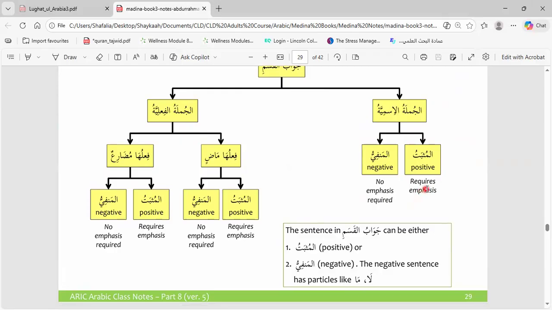You have al-muthbat, which is positive, and al-manfi, negative. فعلها ماضي or فعلها مضارع, that is in جملة فعلية. You have the positive that we've seen, مثبت, or المنفي. المثبت is positive and requires emphasis, and المنفي requires no emphasis. The sentence جواب القسم can be either positive or negative. In the negative, it takes particles like لا and ما, as we can see here, لا and ما.